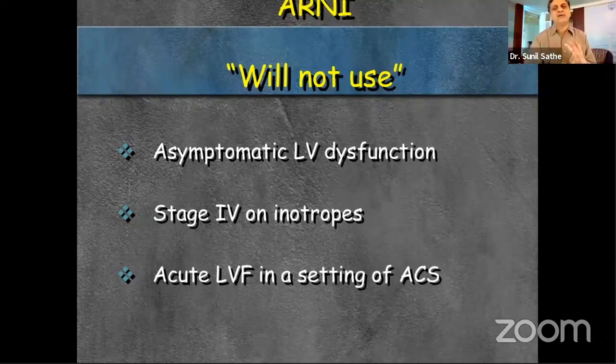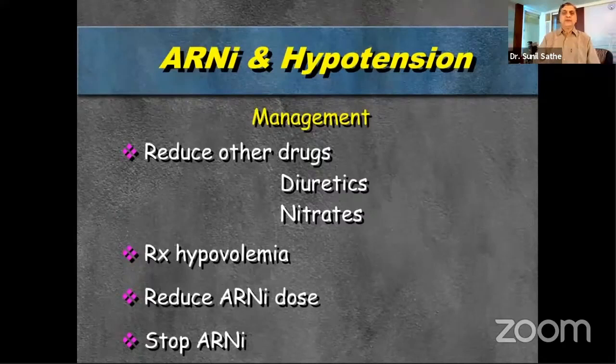Of course, patients on IV inotropes, acute decompensated, and patients with acute LVF in an ACS setting, I would not start ARNI. Now, ARNI and hypotension, you must know this, because the minimum systolic blood pressure where we normally start ARNI in all trials is 95 and above. But if the patient's blood pressure decreases, I would not stop ARNI. I would first think whether I have more diuretics on board, whether there are nitrates which I can reduce. The patient should not be hypovolemic by overdiuresis. If this is not there, then I would reduce the dose of ARNI or sometimes stop ARNI.